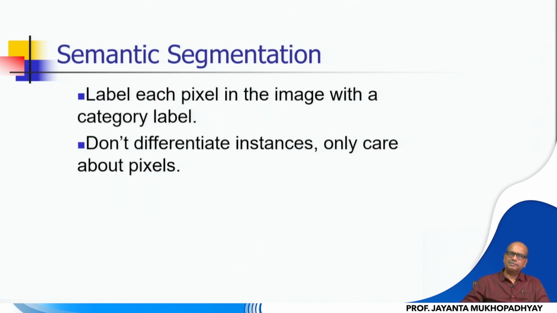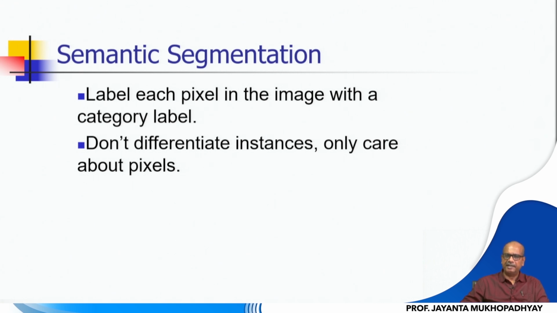The last one, or I should say not the last one, rather another kind of task which we will be discussing using this kind of deep visual learning, that is semantic segmentation. So here, the task is that you label each pixel in the image with a category. So this is a dense classification problem. Each pixel is labeled, and by that you get a segment. So we don't differentiate instances, rather only care about pixels.